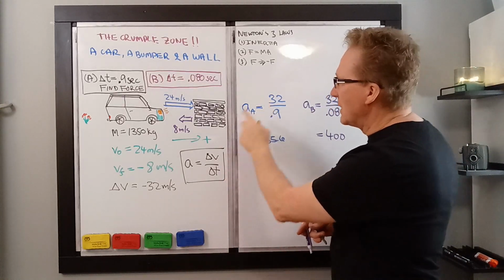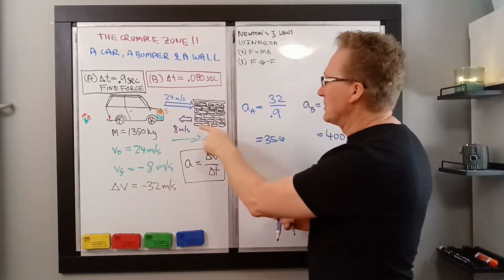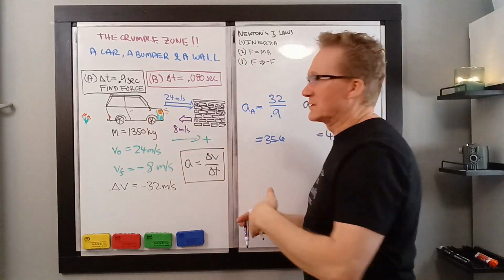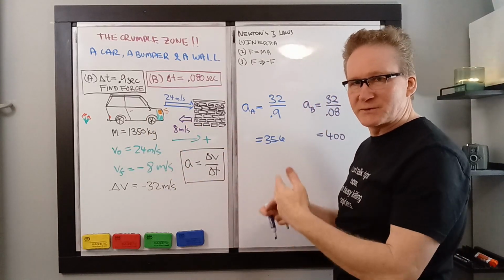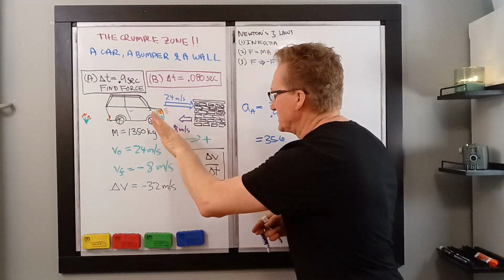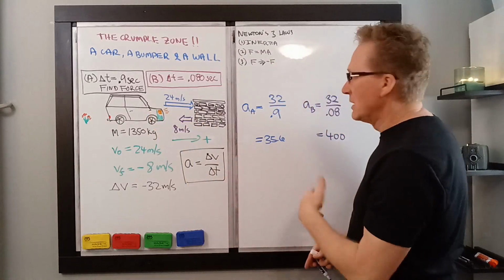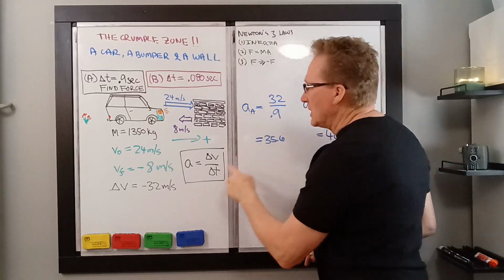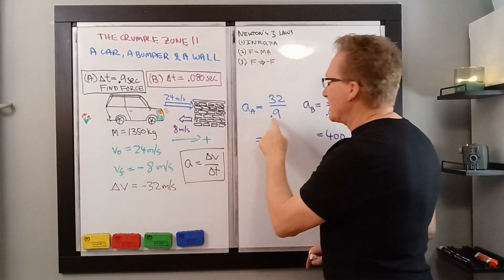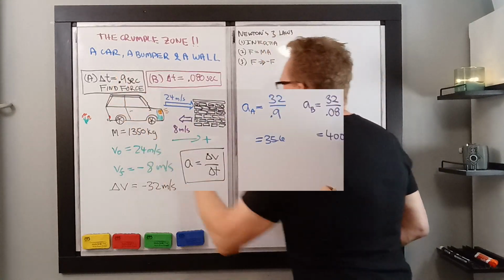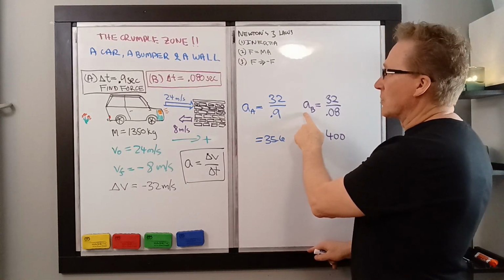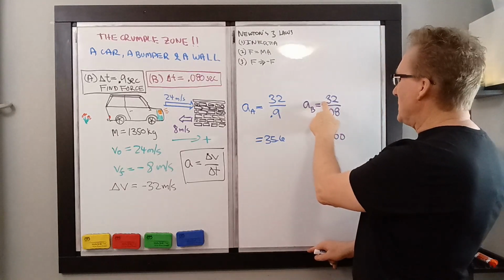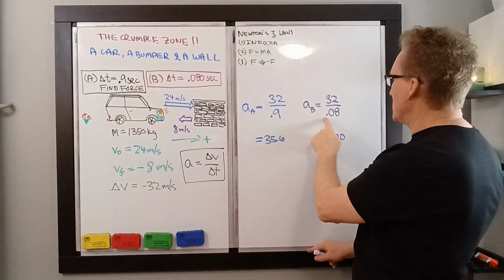We said 32. I'm not too worried about the negative signs, because we know later on we're going to want the force in that direction. It's just going to be a numeric force. We're not going to use a negative one, because we're going to say the force that the wall has on the car is going to be positive. So here we have the acceleration equaling 32, which we got from here, divided by the change in time. And then over here, with no crumple zone, we have the same change in velocity, 32 over 0.08.